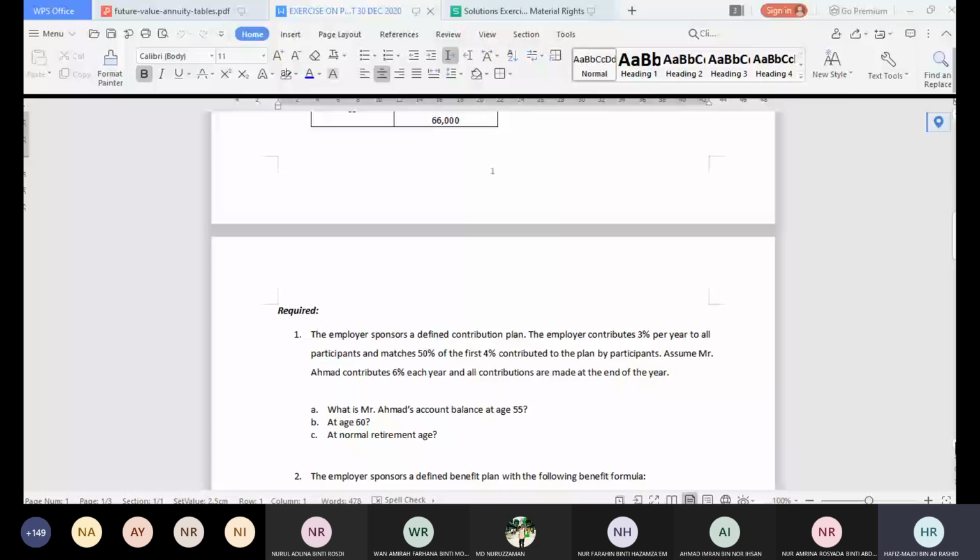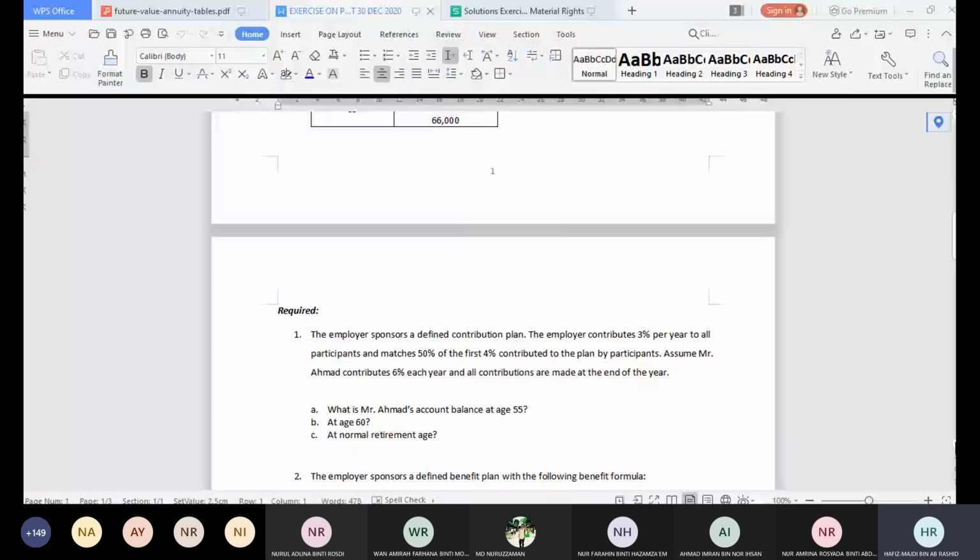Let us assume another employee, for example Mr. Ali. Mr. Ali only contributes 2% from his part. So the employer will only add another 1%, because 50% of the 2% contribution by Mr. Ali is an additional 1%. So in that case, for Mr. Ali, the employer will contribute 4%, because it will only add one additional percent.